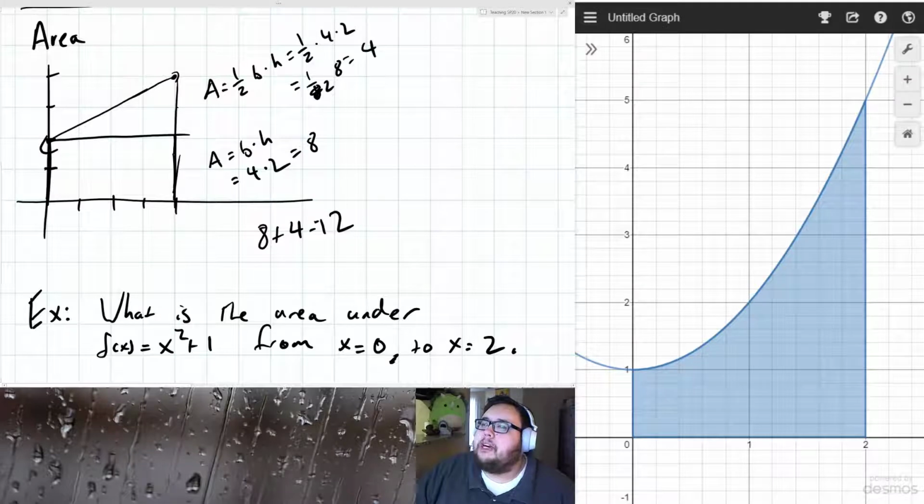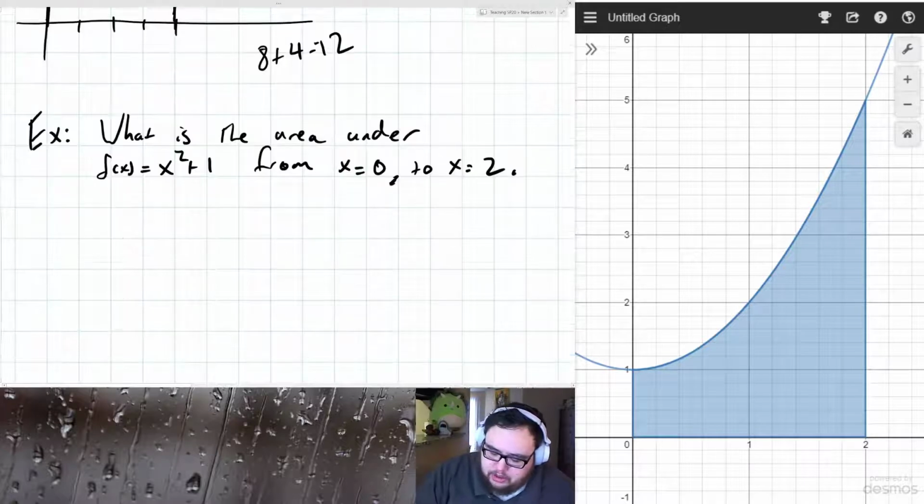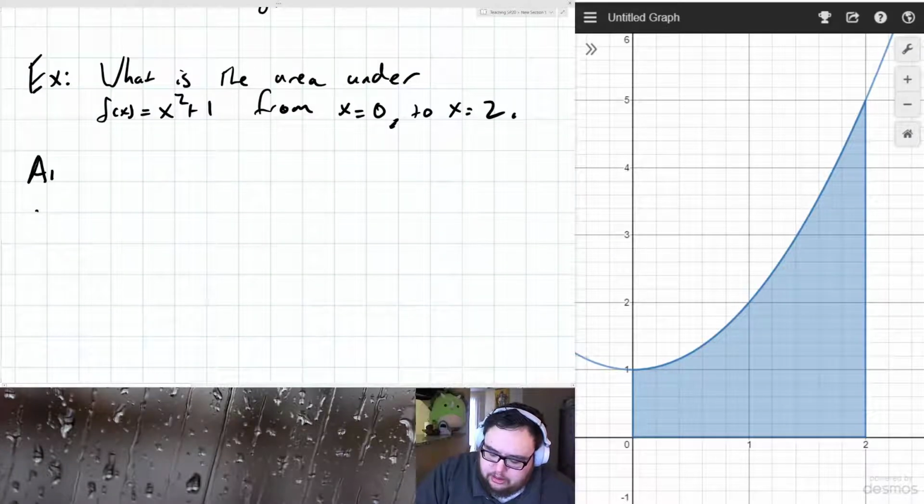The method that actually leads to something really nice is what's called a Riemann sum. So the answer is what's called Riemann sums.